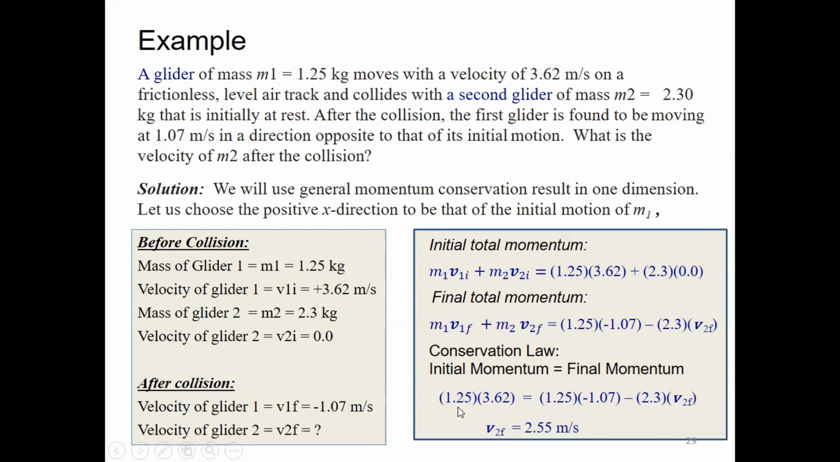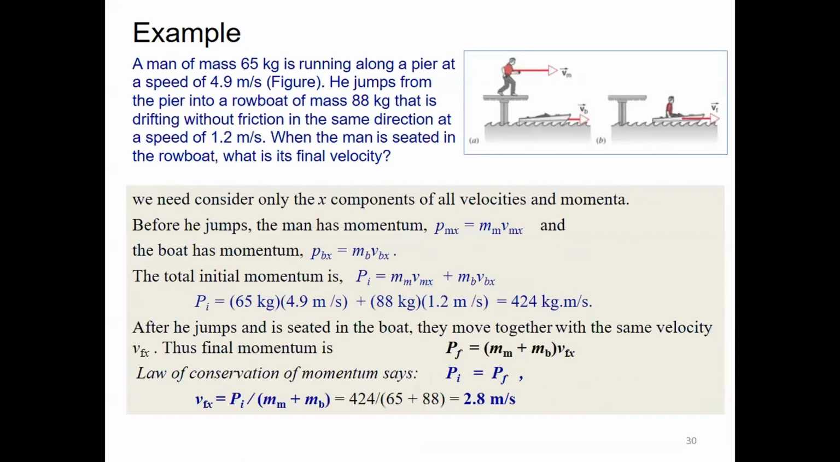Therefore, writing down this equation and simplifying, v2F is equal to 2.55 meters per second. That's the answer. To get this answer, we have not used the kinematic equations or other things. We have used simple conservation of momentum. Linear momentum remains conserved before and after the collision. Let's do one more example, and this is really a good description of the conservation law.